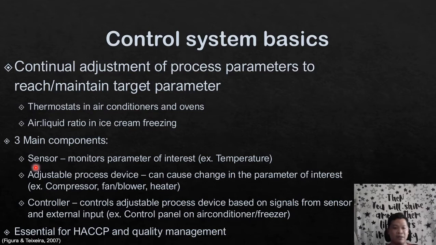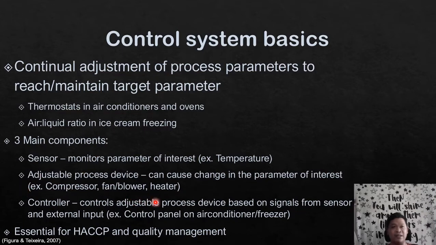First of which is meron siyang sensor. So sensors give you, let's say, the readout na ano na ba yung temperature. Okay, 27 pa lang, 25 yung need natin i-achieve. And then you have an adjustable process device which can cause the parameter of interest, in this case temperature, to increase or lower. Like you have a set of compressor fans, blowers, or heaters. And then you have the controller, yung pinaka-utak, na based doon sa readout ng sensor, siya yung nag-a-adjust ng adjustable devices para ma-achieve.